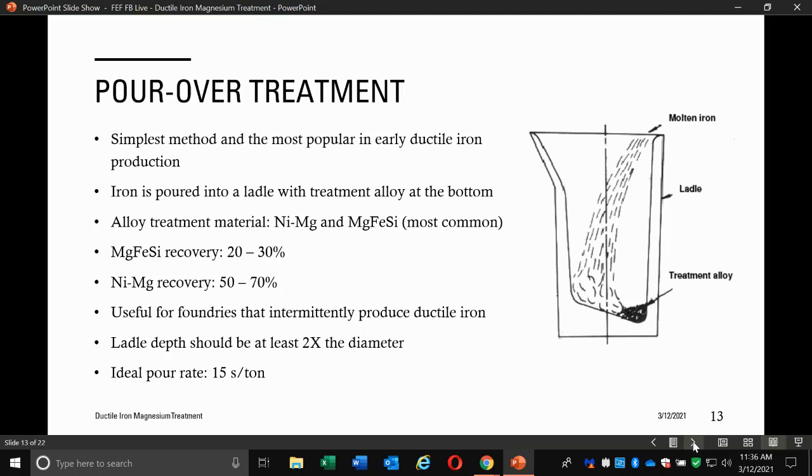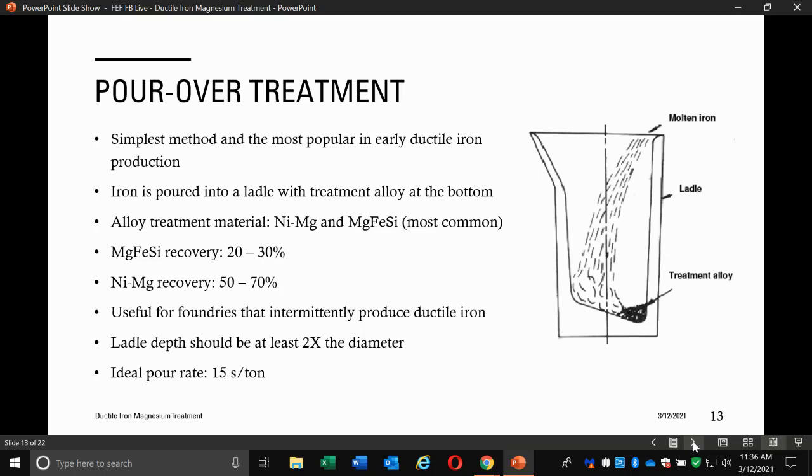This method uses treatment alloys such as nickel mag and mag ferrosilicon. Magnesium ferrosilicon has a much lower recovery, but again, it is much more inexpensive, and it's suited to ferritic ductile iron production. The pour-over method is still useful for foundries that only sometimes produce ductile iron, and it wouldn't make sense to invest a significant amount of money into treatment. All ladle treatments have an ideal ladle depth of at least 2 times the diameter, which allows for more iron depth before reaction, and the iron should be poured as quickly as possible.